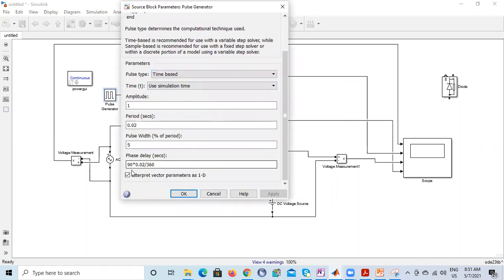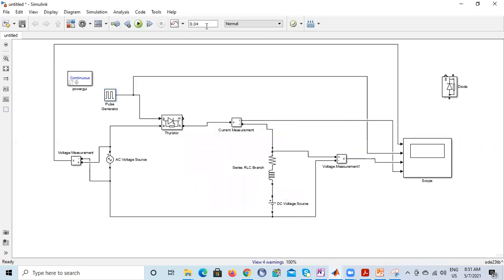The phase delay is 90 into 0.02, for 20 millisecond, divided by 360. The same way you did for the R load. And I have given the time duration for the simulation as 0.04, just for easiness. Okay, I will simulate it.